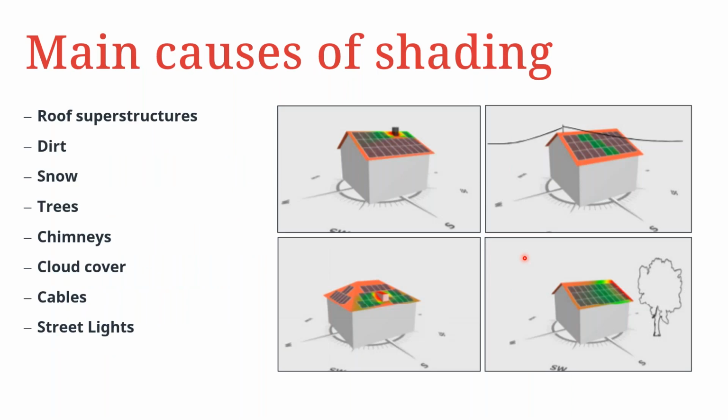Having said that, let's now look at the main causes of shading. These can include roof superstructures, which include chimneys and other roof extrusions. We have dust, snow, that is for regions that have snowfalls.